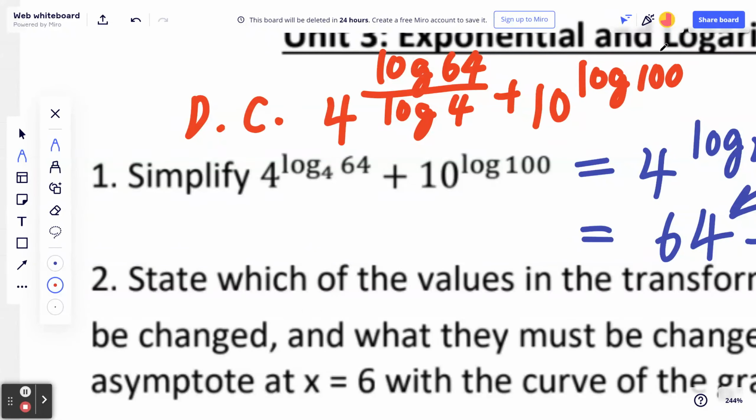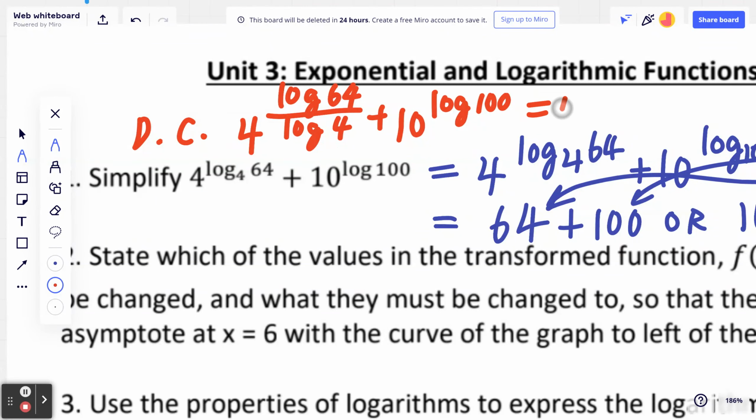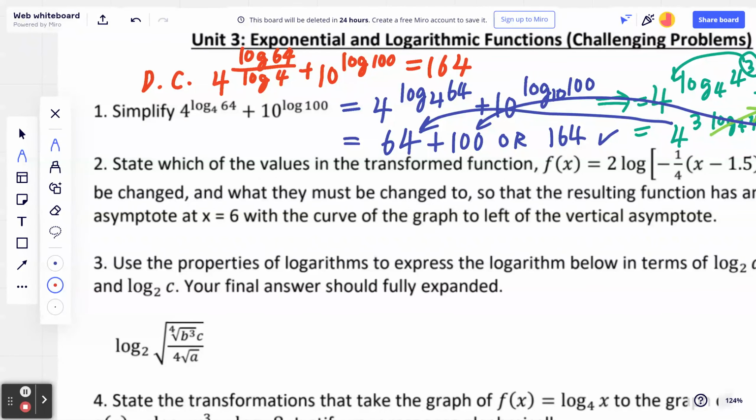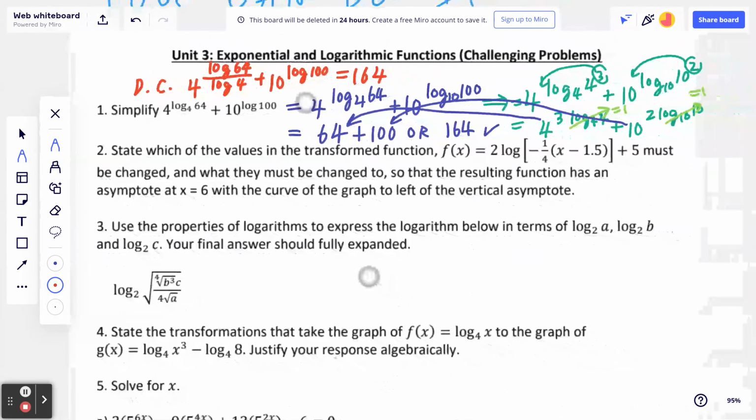And look what happens. I'm using my calculator right now. I hope you're going to turn it on, press clear, press 4 to the power of, brackets, log of 64 divided by log of 4, and I'm adding 10 to the power of log of 100. And of course, I get 164 in the display, which finally confirms I'm doing it right. So that's the best feeling I can offer for you, everybody. You show all the steps, but you can also double check with your calculator in less than 1 minute. We are making progress.